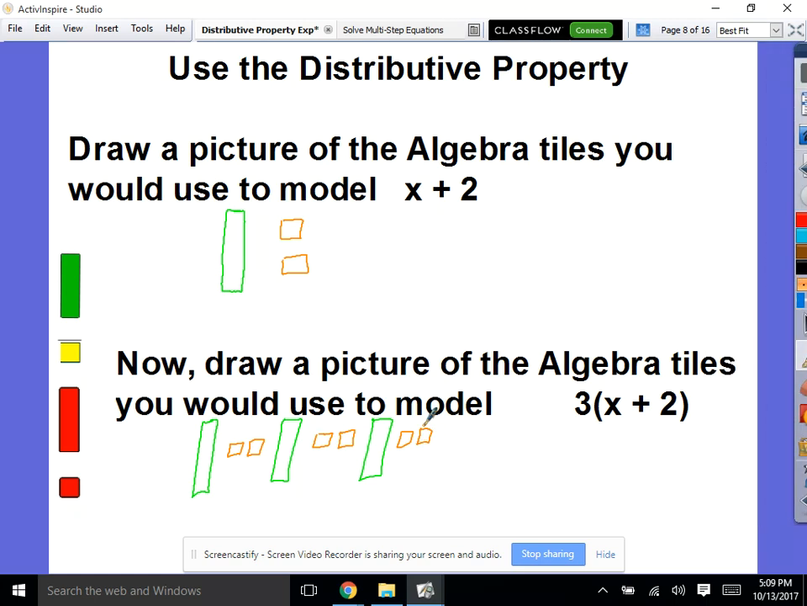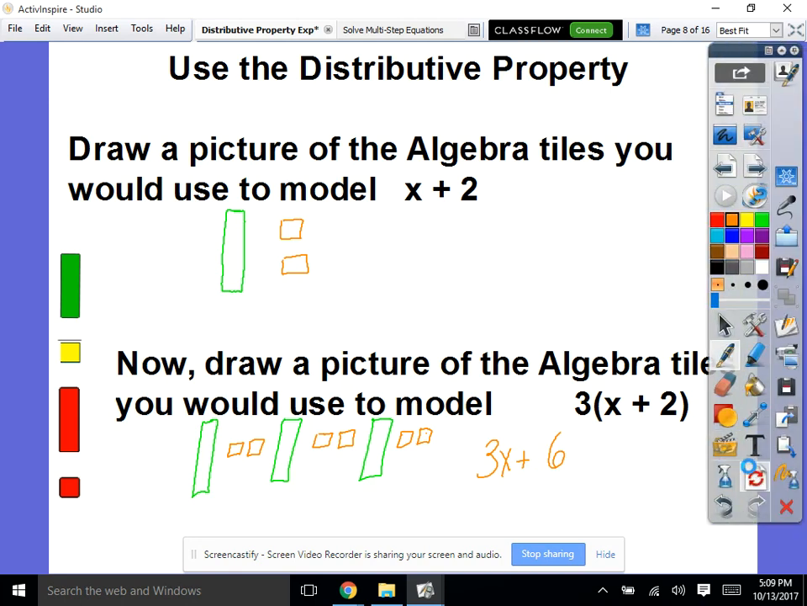So we actually have 1, 2, 3 x's, and we have 1, 2, 3, 4, 5, 6 ones. So 3 distributed by multiplication to the x and to the 2, we will see on the next page.